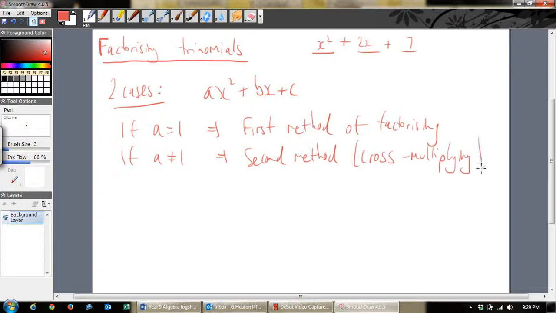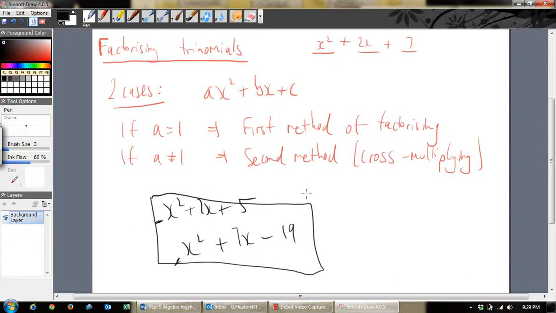I'll get to that. In fact, it might even be in the second video. So for the first method, it will look something like x squared plus 2x plus 5, or x squared plus 7x minus 19. There's nothing in front of x squared, but it's a 1, 1x squared. We don't bother writing that. So this is what the first method will look like.